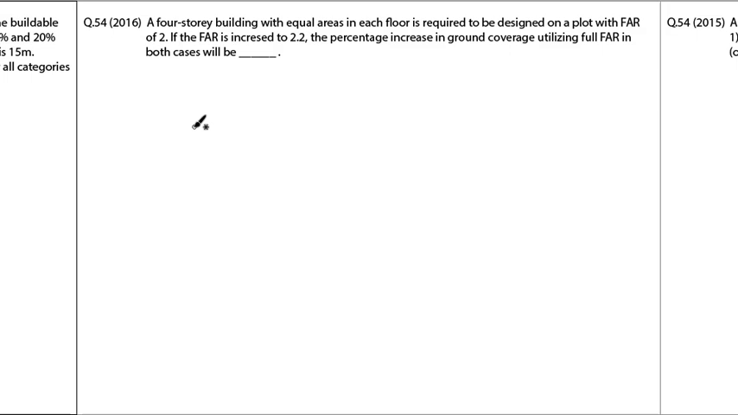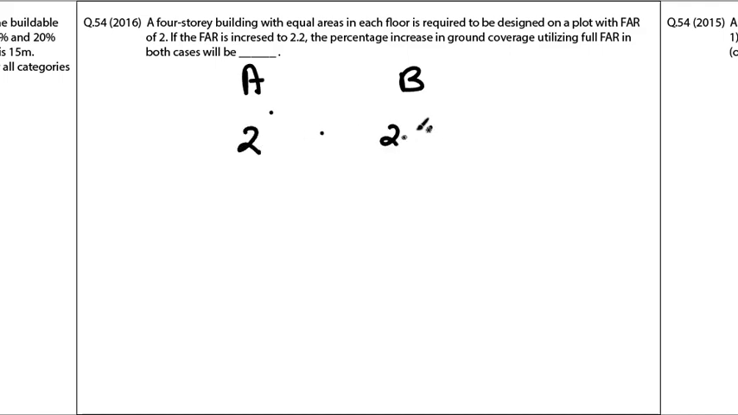So carrying on with the next question, it's from 2016. A 4-story building with equal areas in each floor is to be designed on a plot of FAR 2. If FAR is increased to 2.2, what is the percentage increase in ground coverage, utilizing full area in both the cases? So now there are two options here also. In case 1 the FAR is 2, in case 2 the FAR is 2.2. Both are 4-story buildings, so both have 4 floors.